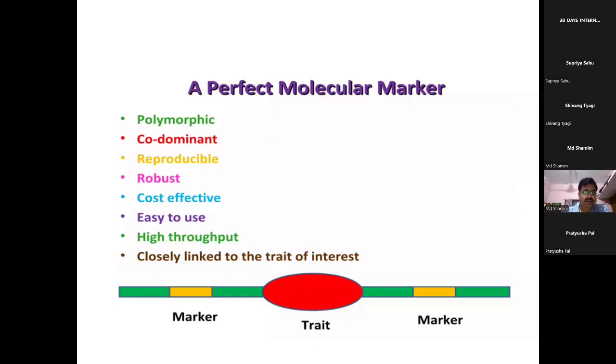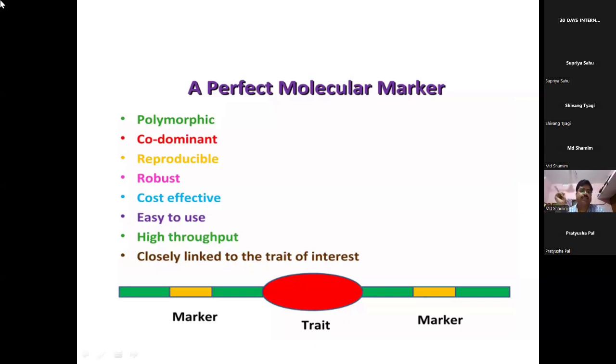A perfect molecular marker has the following characters. If we are going for molecular breeding, then a molecular marker must be polymorphic. Then, if the molecular markers are codominant in nature, that is very good for the transfer of any trait or tagging of any gene.